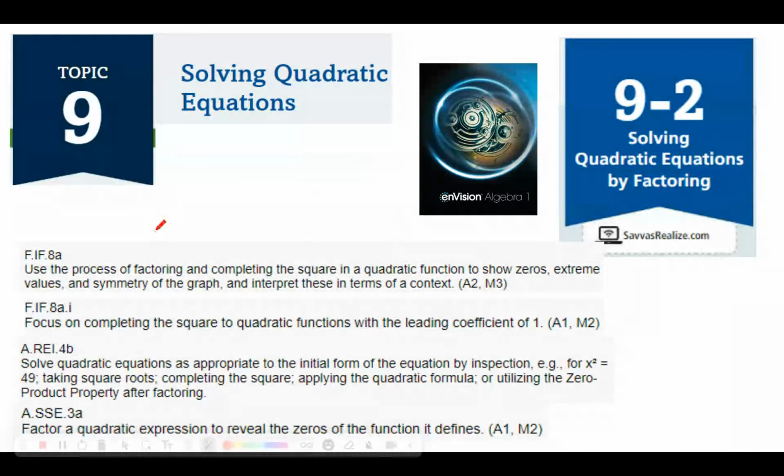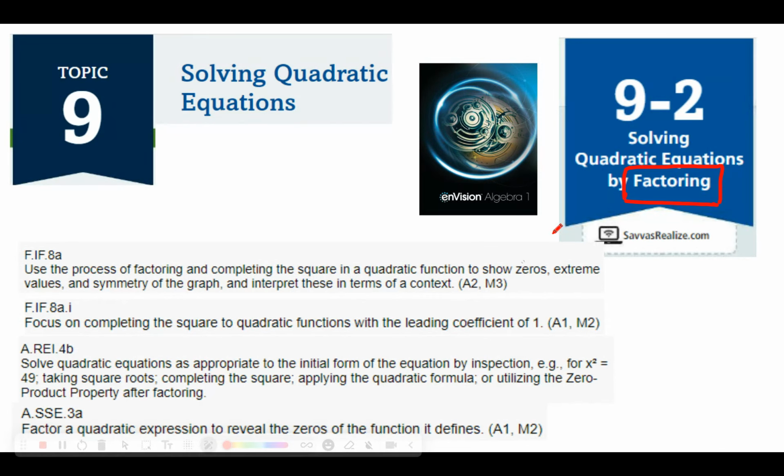Hello, Algebra 1 students, and welcome to the beginning of Topic 9, where we're going to solve quadratic equations. We did quadratic functions last chapter or topic, so now we're going to get into solving these equations. Our first method we're going to talk about is solving quadratic equations by factoring.